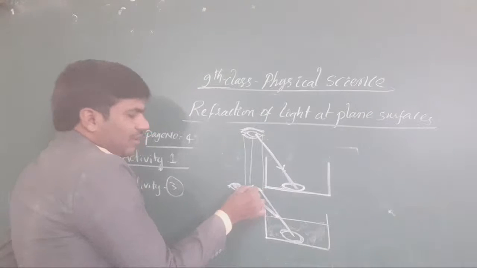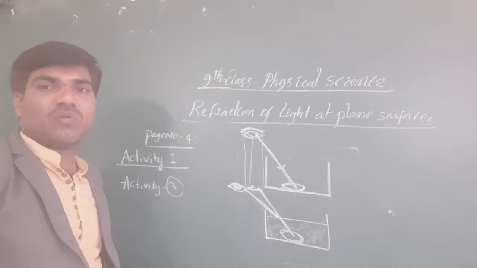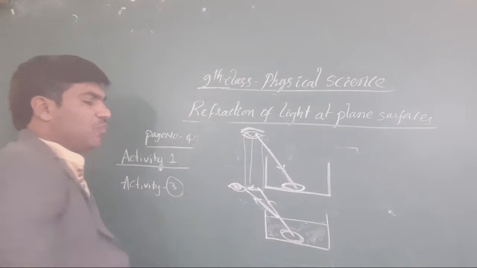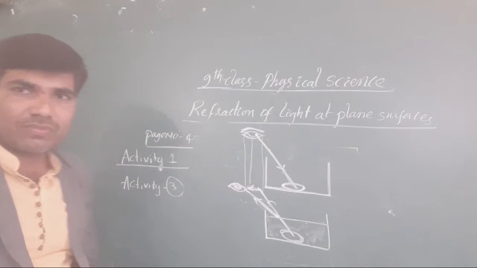And again, how does our light travel to reach our eye? This path is not selected. Which path is selected? Only this path is selected. Got it or not? Yes.